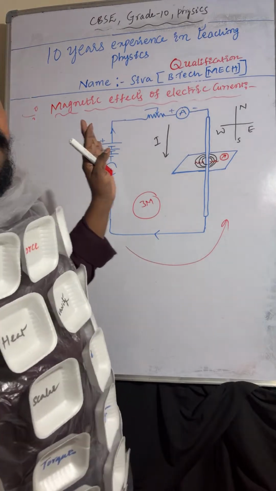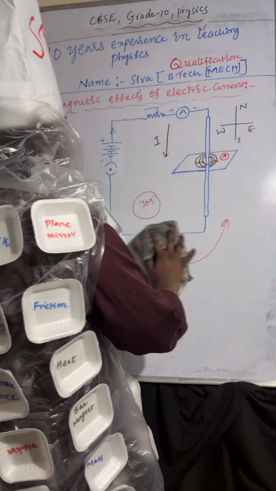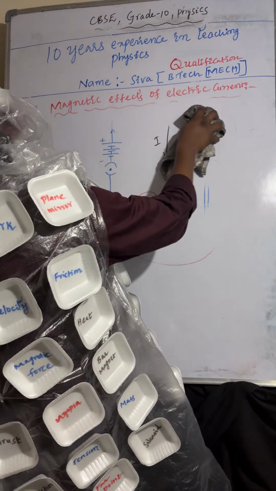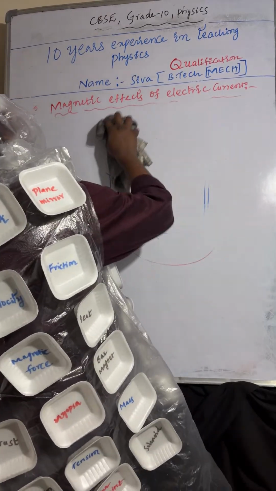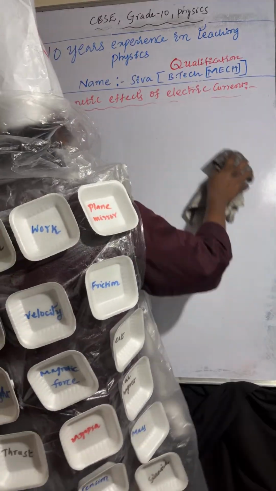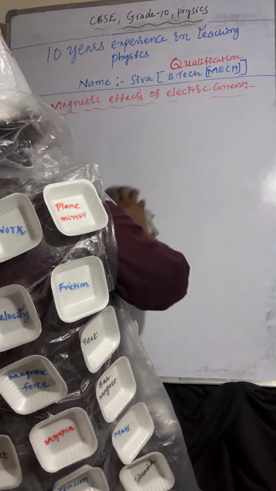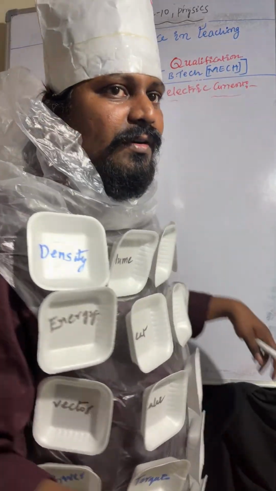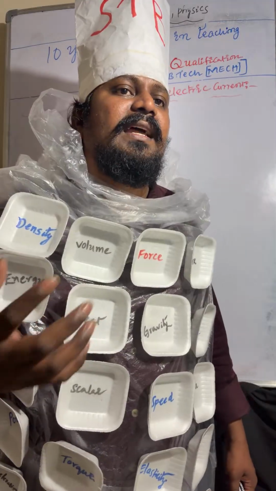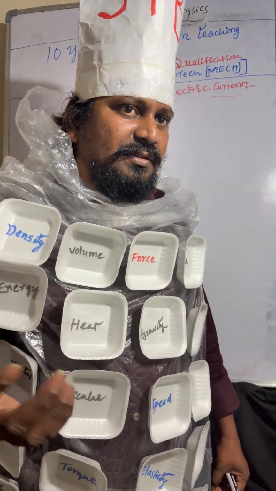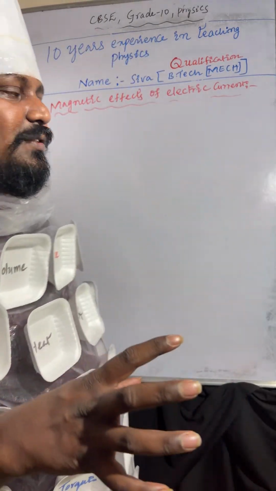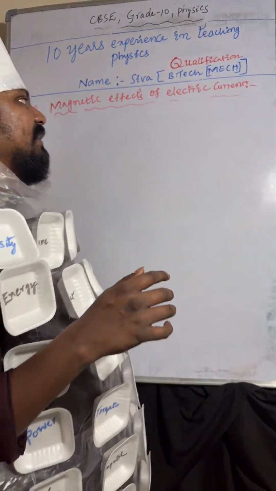So this is about current passing through a straight conductor, which produces a magnetic field. By using the right hand thumb rule, we can identify the magnetic field direction. I hope it is very clear. So that is about a current-carrying straight conductor.